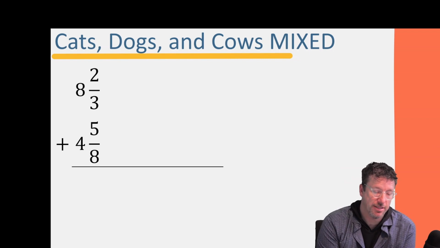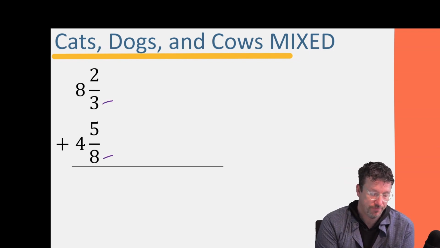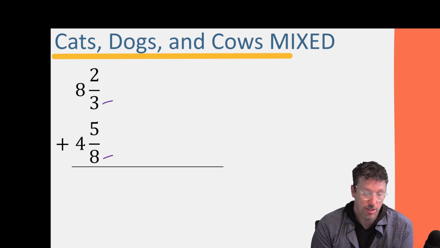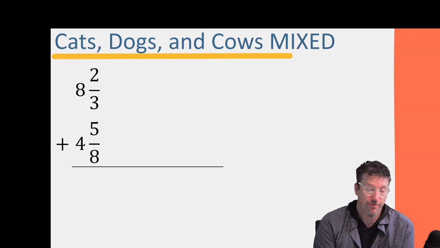So we have 3 and 8. We have cats and we have dogs. Do they match? No, they don't. So can I find a relationship between them? Will 3 go into 8? No, it will not. So now we have to find a common denominator.